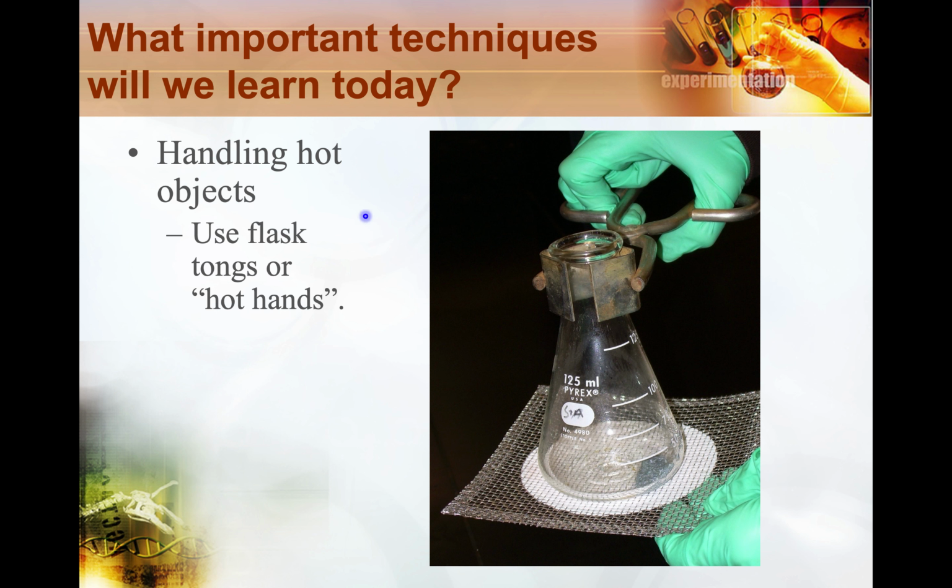So you see here, this person's using tongs to hold the top. You can also use hot hands, which are just gloves that are meant to provide some protection against heat. To give some support for the bottom, this person's using a wire screen, and that's giving the support necessary to hold the bottom up.